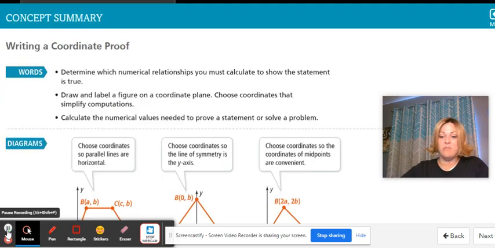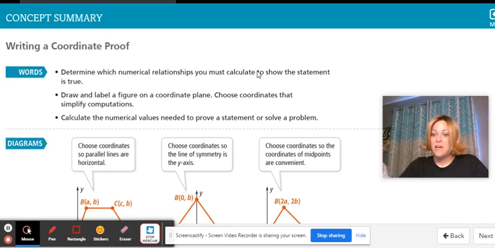If I had to give you the big picture of geometric proofs, this is it. So even if, again, this is a really hard lesson and if you get stuck and confused, this is what you need to remember. Determine which numerical relationships you must calculate. So are you looking for the length? Are you looking for the slope? Are you looking for a distance, which is length? Are you looking for an actual point? So mathematically, what would you do if these were numbers? That's the first thing you need to do.